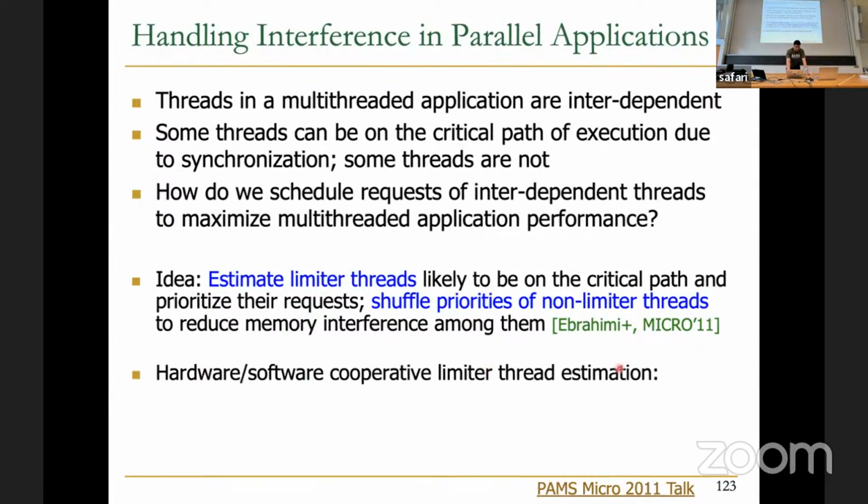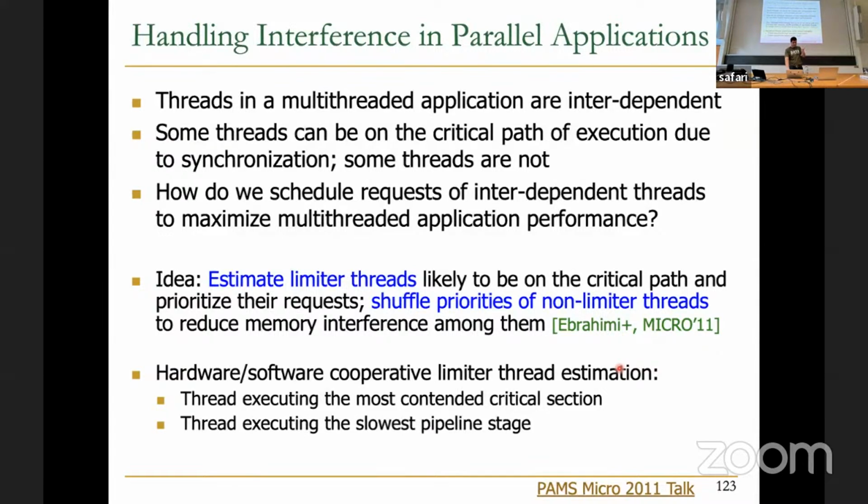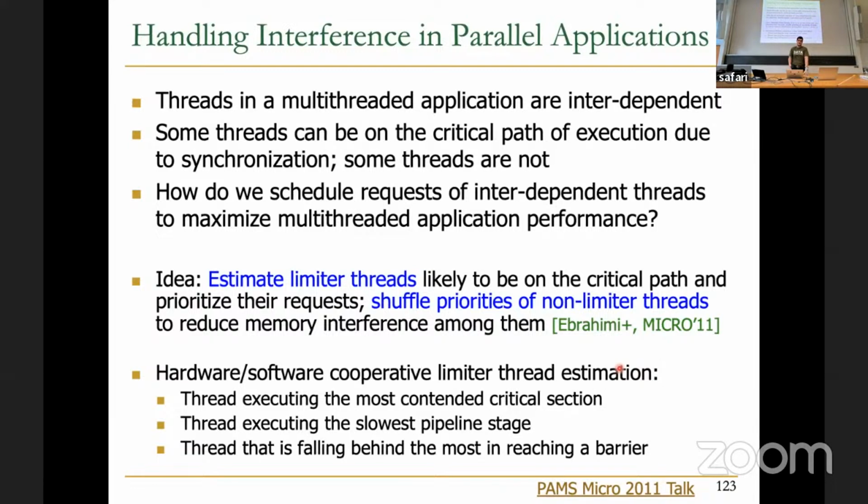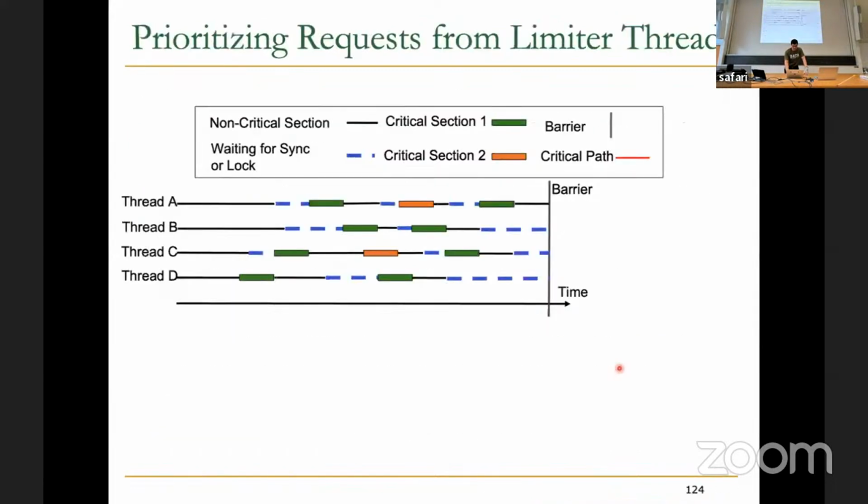How do you estimate limiter threads? Well, there are, I guess, three ideas for how you can do that. If you can find the most contended critical section in a multi-threaded program, you can determine the thread executing that most contended critical section at a given time to be the limiter thread. You can also determine the thread that executes the slowest pipeline stage as the limiter thread, or the one that's falling most behind, assuming you can identify these conditions.